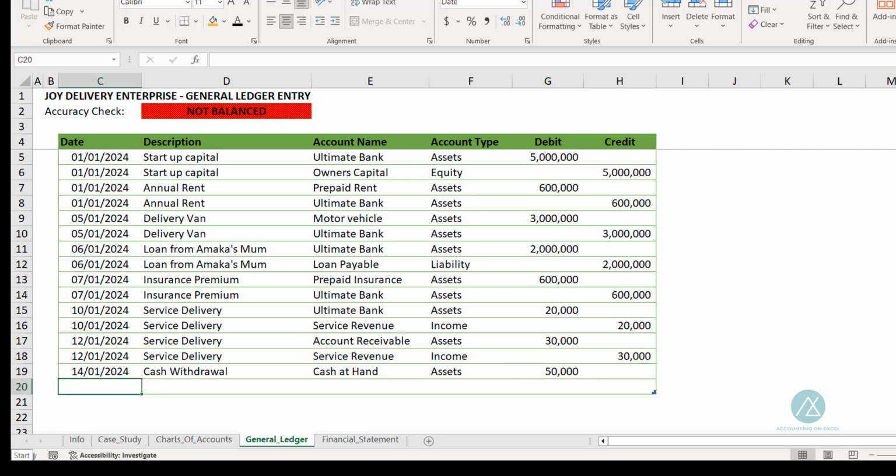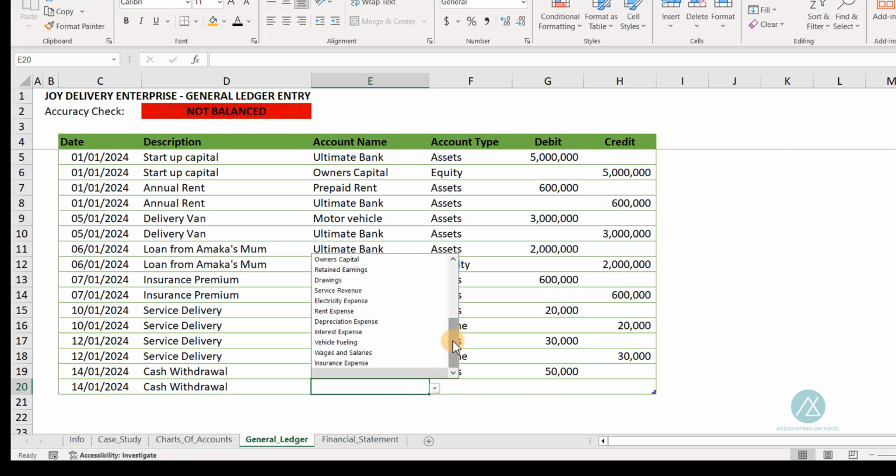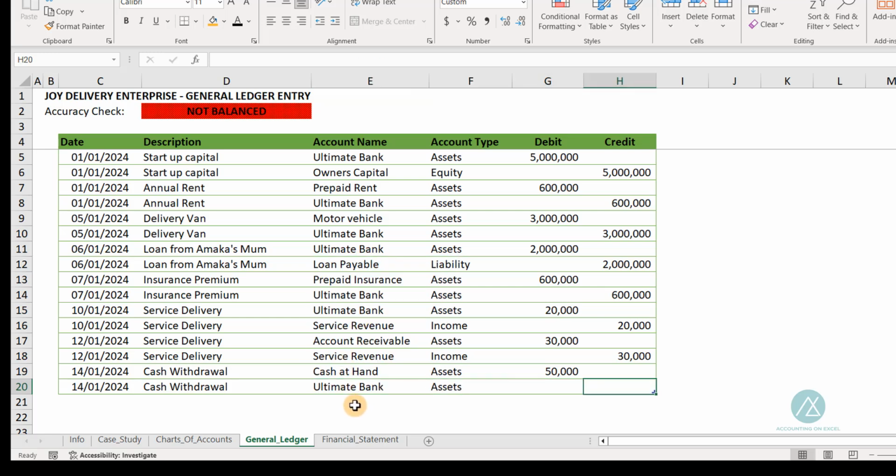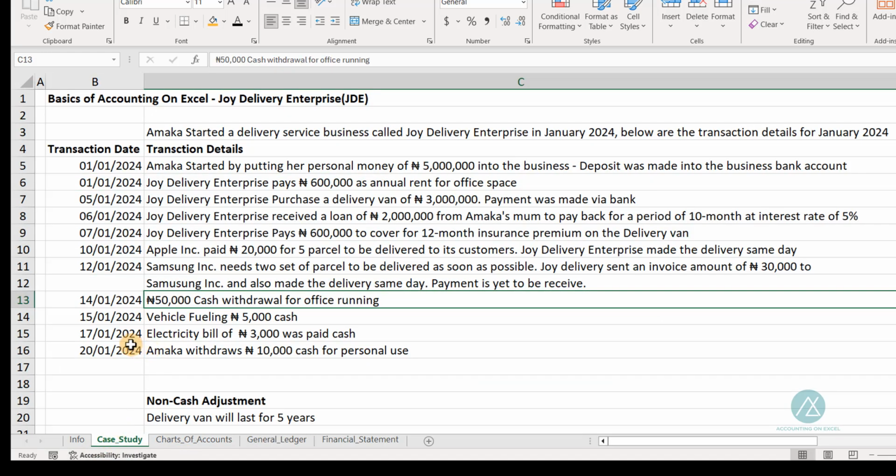And we'll now credit the bank that releases the money. So the bank, because that's where the money left. So there will be a reduction in bank. It's an asset and it's reducing, so it's credit, 50,000. Good. So that is it for that transaction. So what's the next transaction?